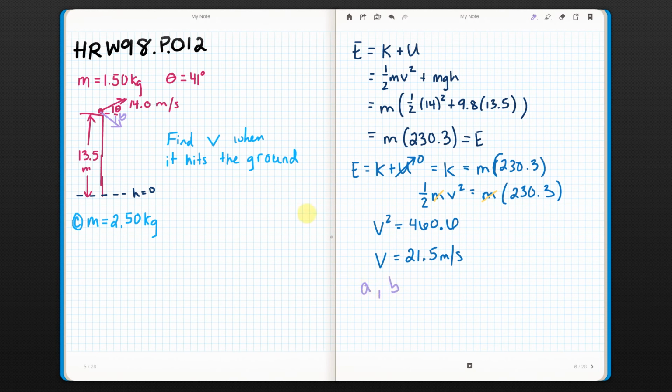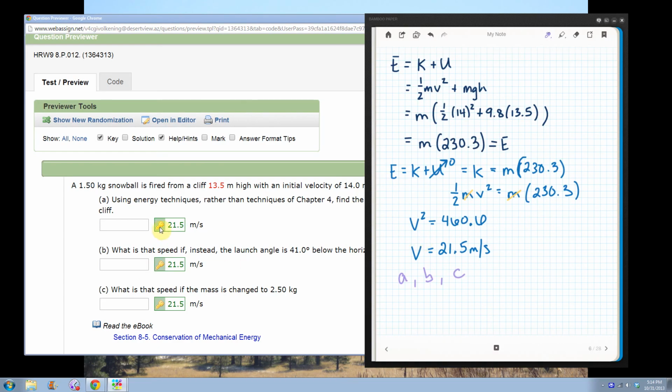This is the same for A and B. Now C says, well, hang on, what if the snowball is bigger? It's 2.5 kilograms. Well, the mass canceled out. It doesn't affect the answer. So even if we did all this with a mass of 2.5, we would still get the same answer. So this is also the answer for C. If we go back and look, A is 21.5, B is 21.5, and C is 21.5 meters per second. That's it.